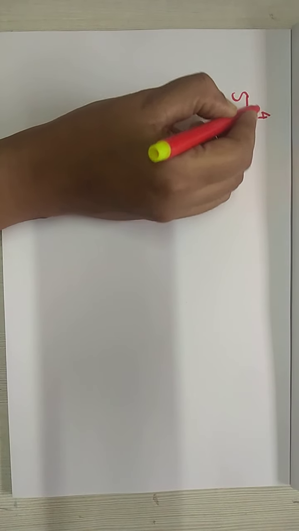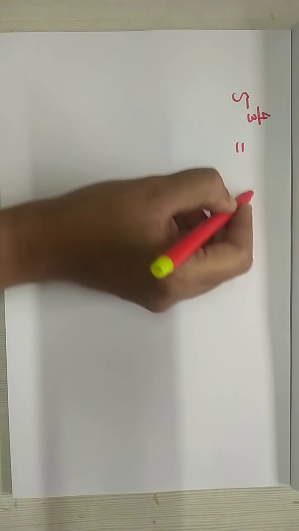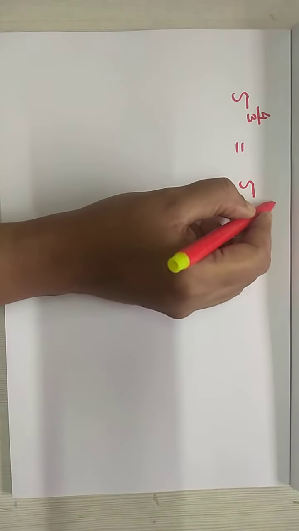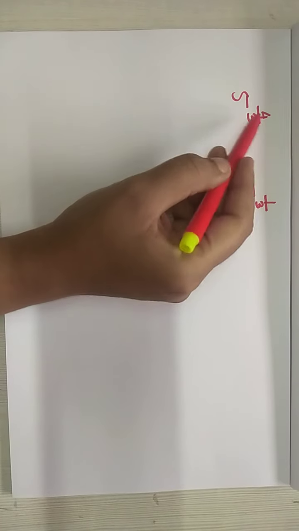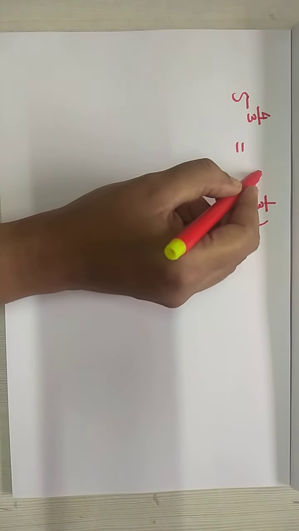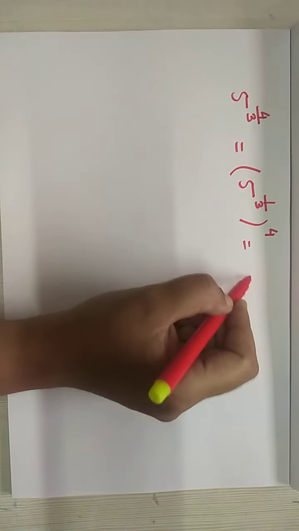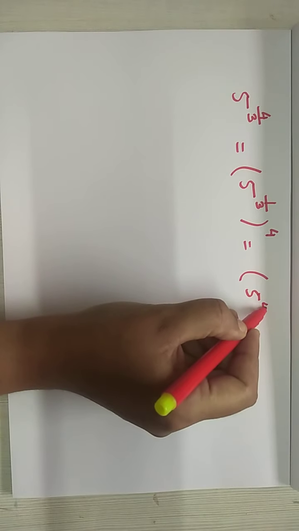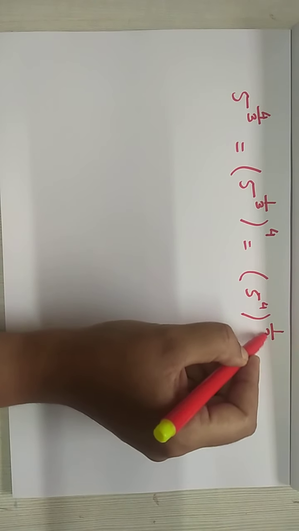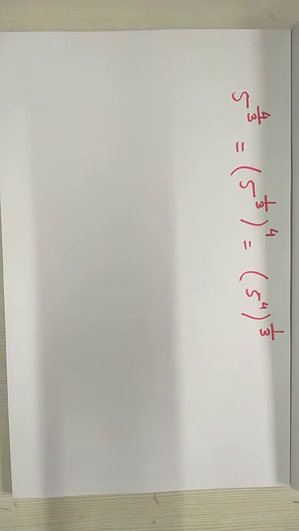5 raised to 4 upon 3. If I have a number 5 raised to 4 upon 3, it can be written as 5 raised to 1 upon 3, 1 upon 3 separate, the whole raised to 4. It can be written in this way, or the other way is we write 4 inside and 1 upon 3 outside. So this is how we are going to split this rational index.